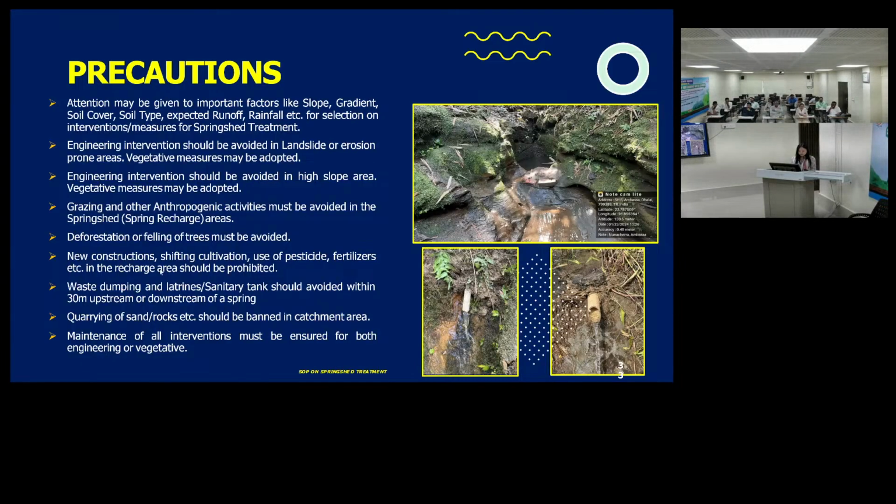discouraged. Then waste dumping and sanitary tanks should be avoided upstream of that spring. Then quarrying of sand or rocks should be banned in that area, and management of all these interventions must be ensured, both for engineering and vegetative. So these are the precautions which need to be taken for Springshed management.